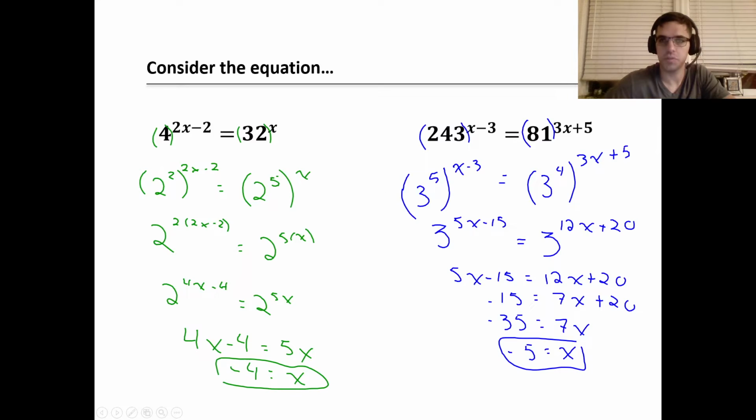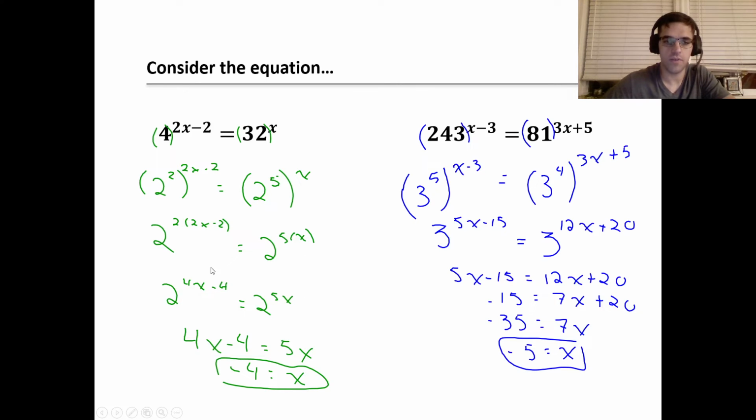Let's look at some more examples here. If I have 4 to the power of 2x minus 2 is equal to 32 to the power of x, I could take the bases of 4 and 32 and write them as powers with base 2. So 4 is 2 squared and 32 is 2 to the power of 5. And now we have our exponent properties. A power to a power means you multiply exponents. So 2 times 2x minus 2 is 4x minus 4, and 5 times x is 5x.